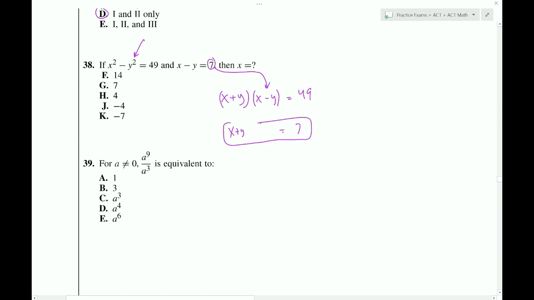And usually that's what this question will ask for. But in this case, they don't ask for that, right? So at this point, we actually have to solve a system because we know that x minus y was equal to 7.